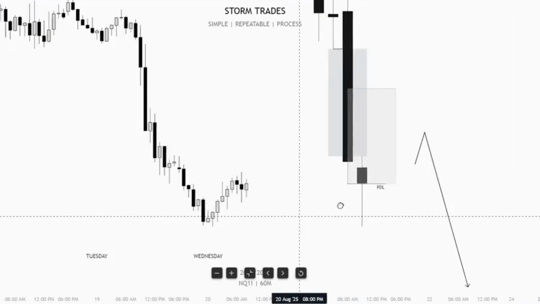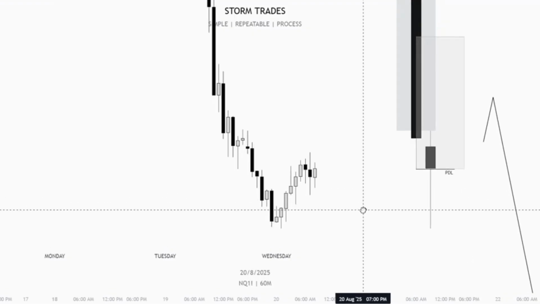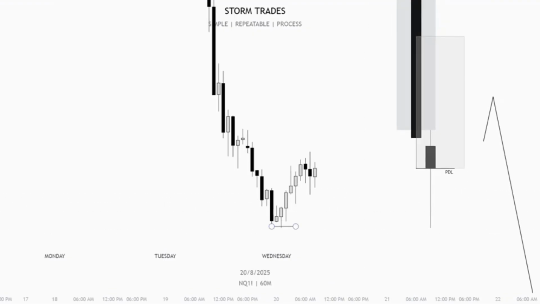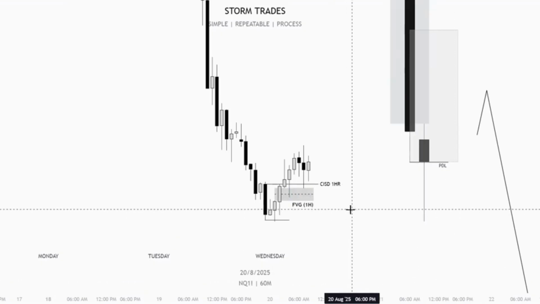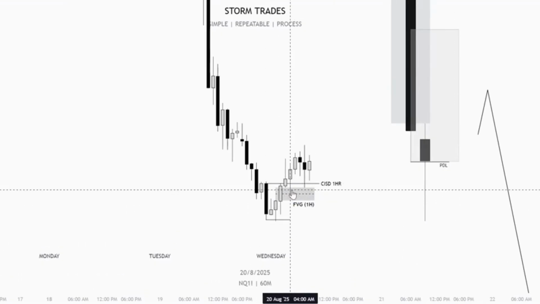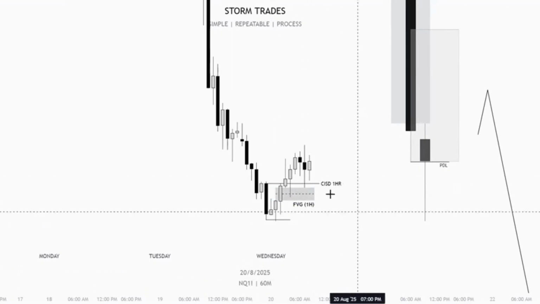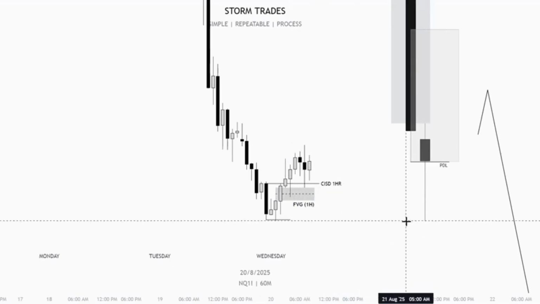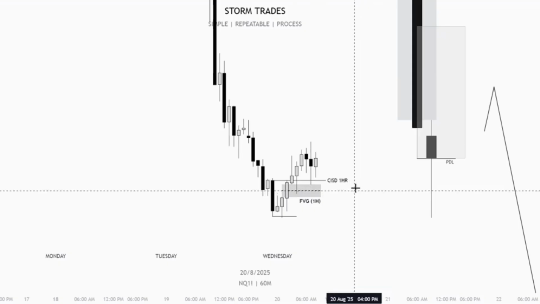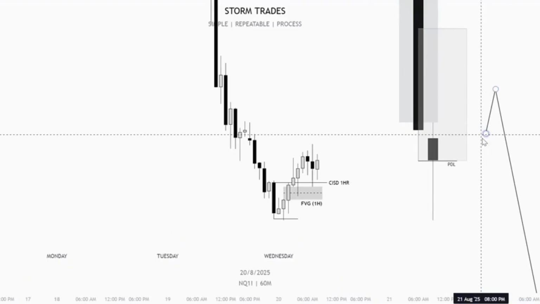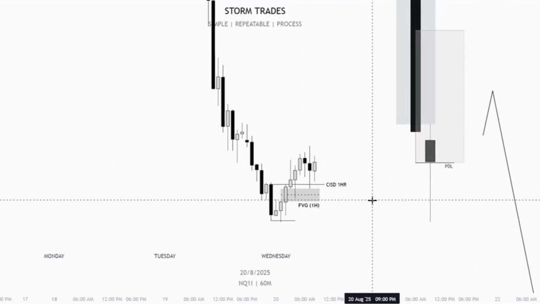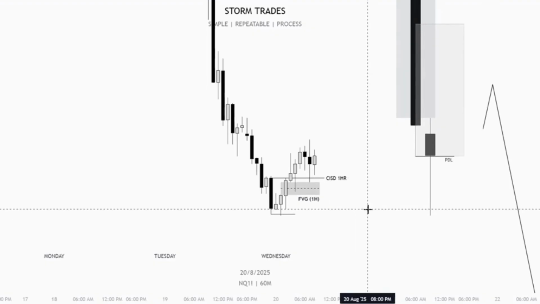However, we have a change in the state of delivery after a sweep of some liquidity right here. This is confirmed by the presence of this fair value gap, which we dipped into, found support from, and have moved higher from there. So when I see a clear change in the state of delivery, even though the daily is saying we should be going lower, the hourly to me was telling me to go higher.